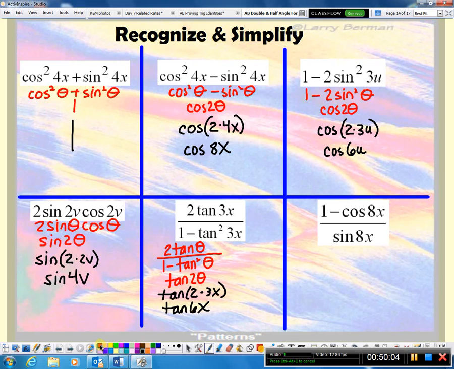On this one, I have the format of 1 minus cosine theta over sine theta. What's that the formula for? Tangent 1/2 theta or tangent theta over 2. Whichever one you like writing better is fine. Now, what's that translate to for this particular problem? Tangent. What's in place of your theta in this problem? 8x. So my answer on this one's tangent 4x.